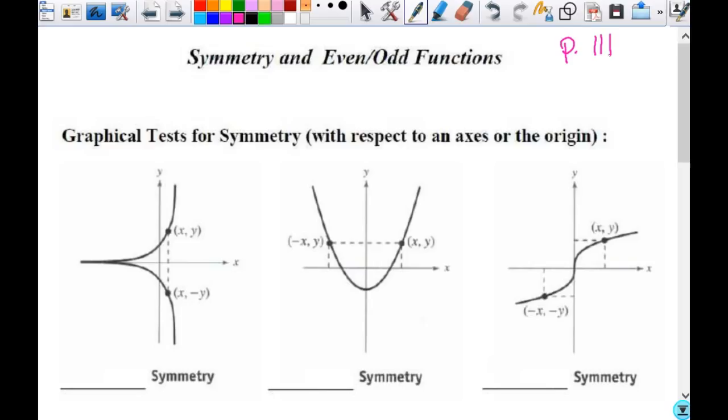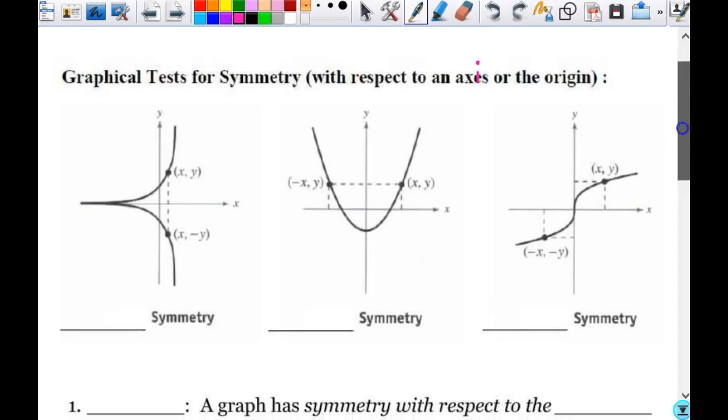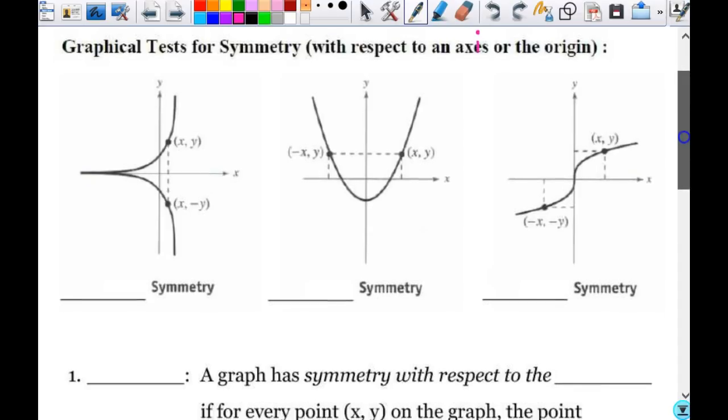So we're going to look at graphical tests for symmetry with respect to, and this should say an axis, not an axes, because that's plural, an axis or the origin. And I'll explain that wording here in just a minute. So we've got these three graphs that we're going to start by looking at.